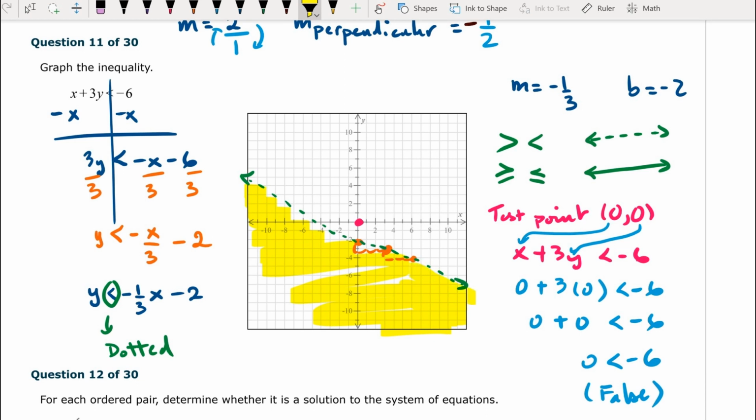If (0, 0) gives you a false statement, then you shade the opposite direction. If it gives you a true statement, then you shade the area that contains (0, 0).